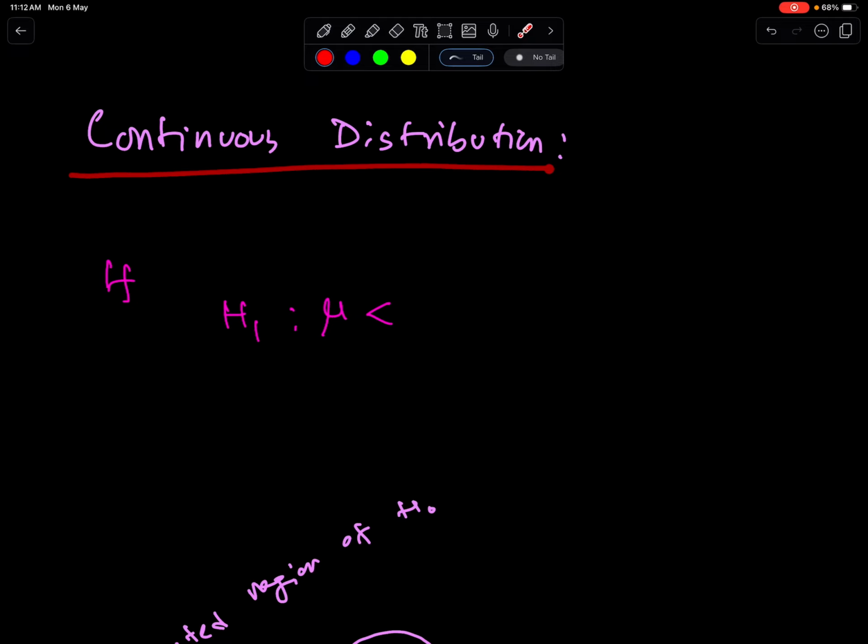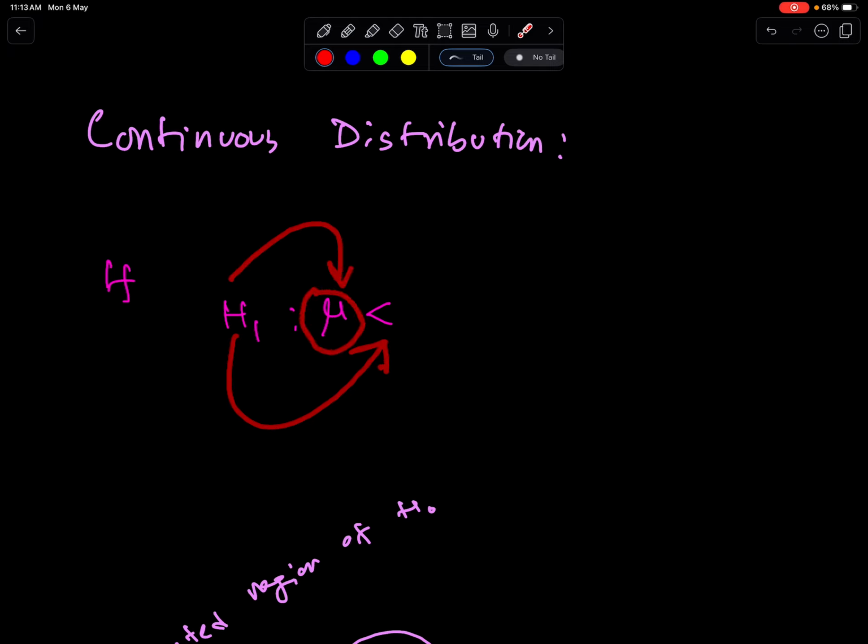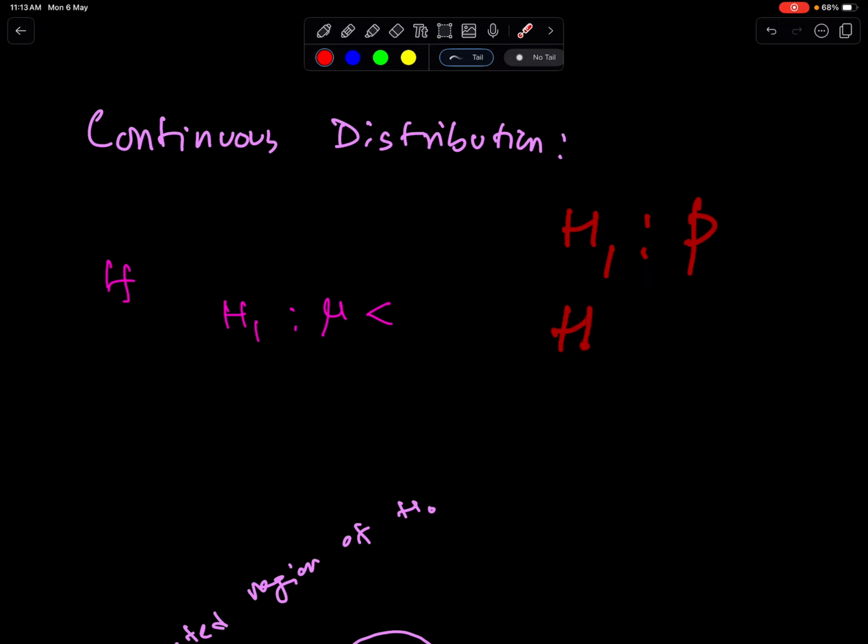Continuous distribution in testing of hypotheses is the topic of this lecture. If H1 involves a lesser sign, then we perform the lower tail test. And make sure you write mu here. In continuous distribution, we always write mu. In discrete distributions, we used to write p for binomial and lambda for Poisson.